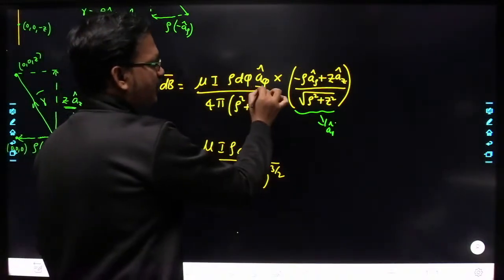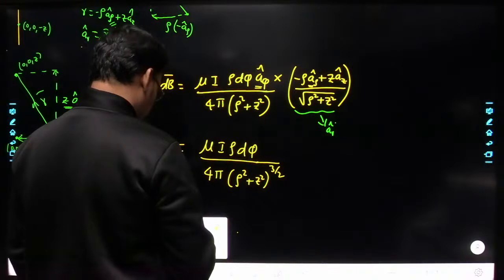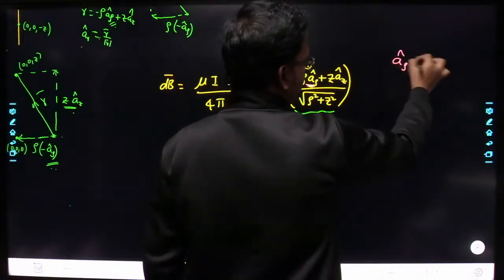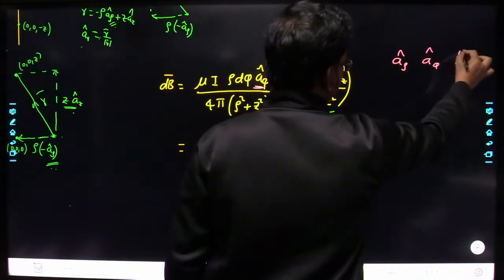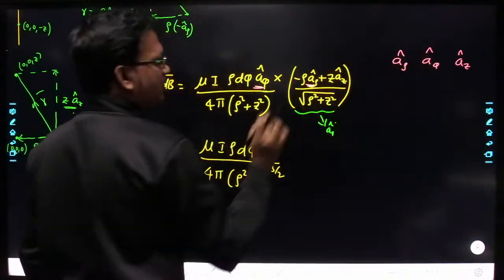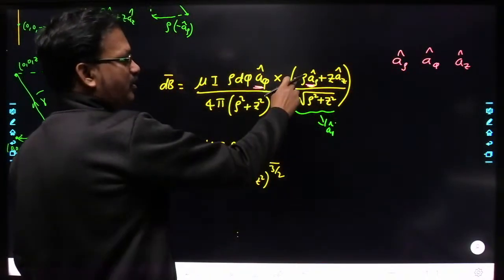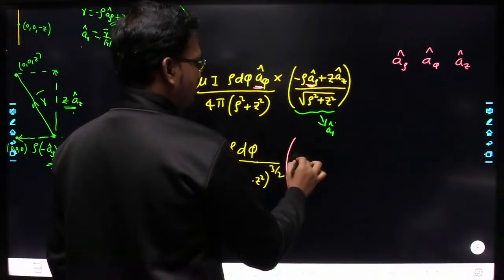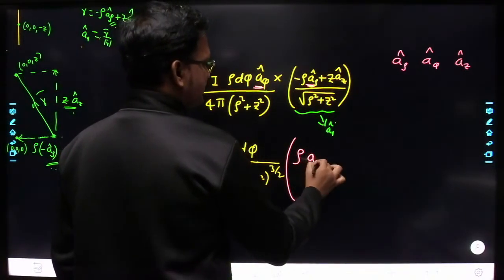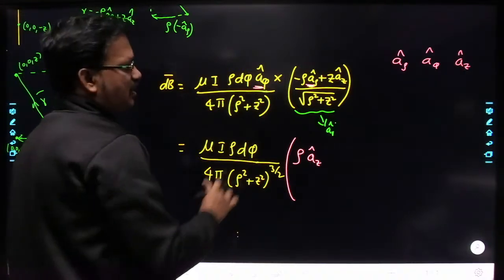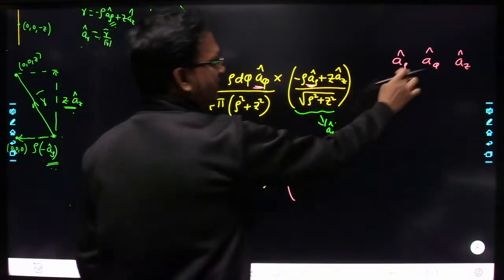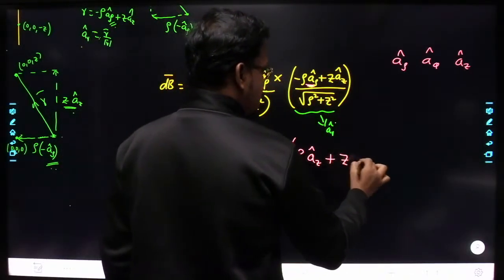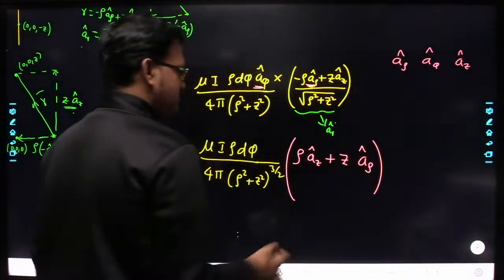Okay, next, a_phi cap cross a_rho cap here. What is a_phi cap cross a_rho cap? We have a_rho cap, a_phi cap and a_z cap, right? So a_phi cap cross a_rho cap is nothing but minus a_z cap, and already you have a minus here, so minus of minus will become plus. So you are going to get rho into a_z cap. Next, a_phi cap cross a_z cap is nothing but a_rho cap. So here you are going to get plus z into a_rho cap.